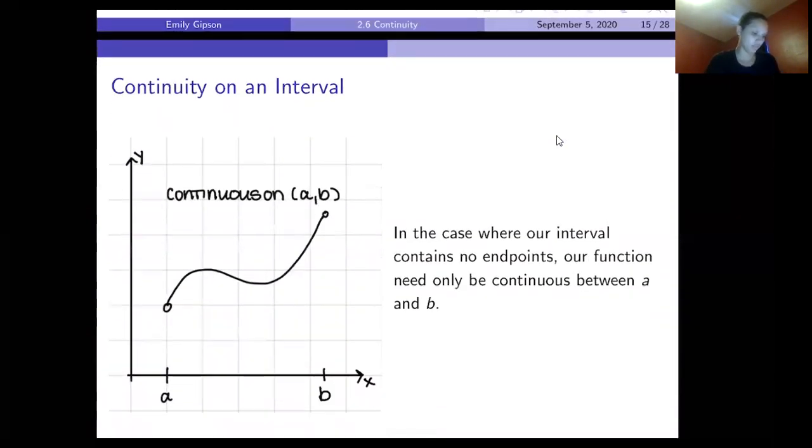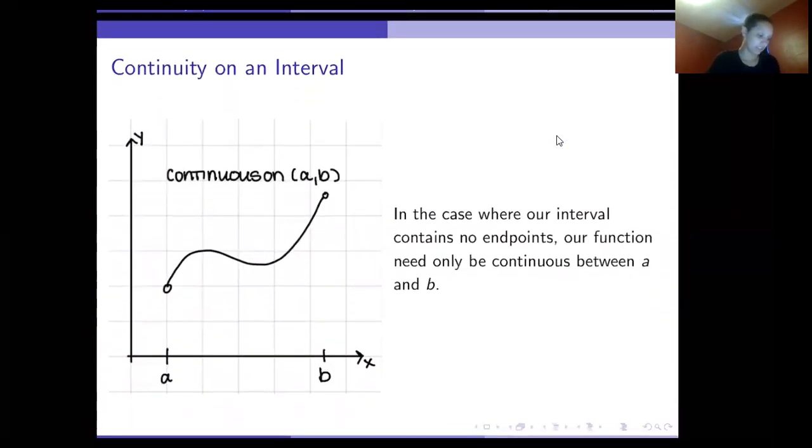So here's our first one. This function I'm going to say is continuous on parenthesis a to b parenthesis. So in the case where our interval contains no endpoints, our function needs to only be continuous between a and b. So it doesn't have to be continuous at a and it doesn't have to be continuous at b. It just has to be continuous in between.